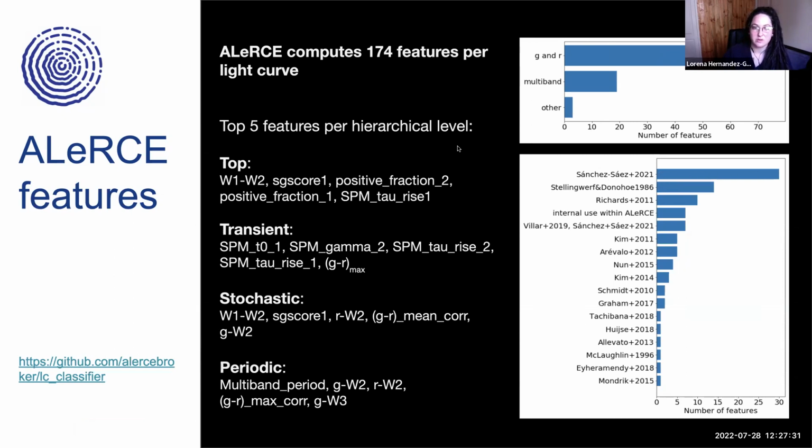For example, here I show the top 5 features per hierarchical level. And you can see, for example, in the case of stochastic, where AGN are located, that colors are quite important. Here we have colors from WISE or colors from ZTF. In fact, this library is useful not only for ZTF data, but for any light curve in any wavelength. So this is also something that is very useful for variability analysis.